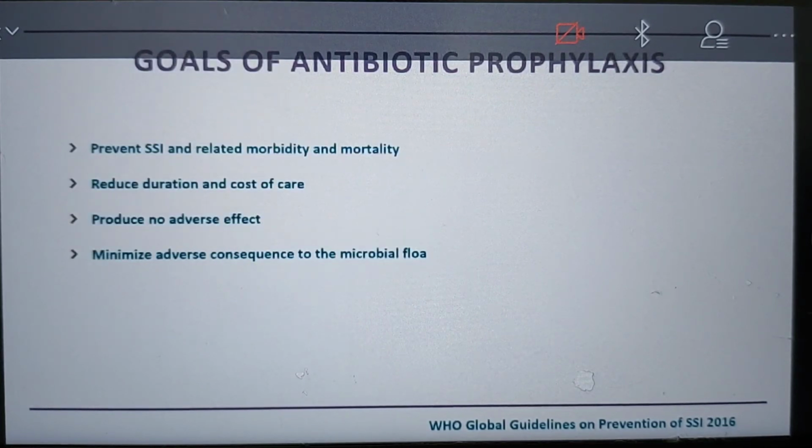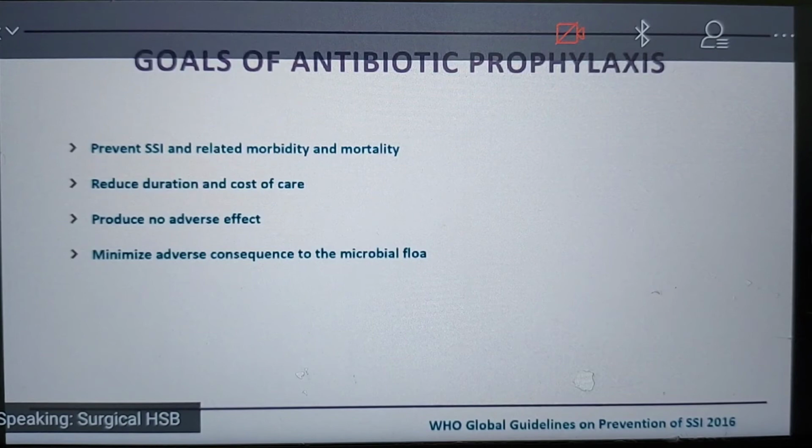So what is the goal of antibiotic prophylaxis? It is to prevent surgical site infection and related morbidity and mortality, and also reduce the duration and cost of care, produce no adverse effect, and minimize adverse consequences to the microbial flora.